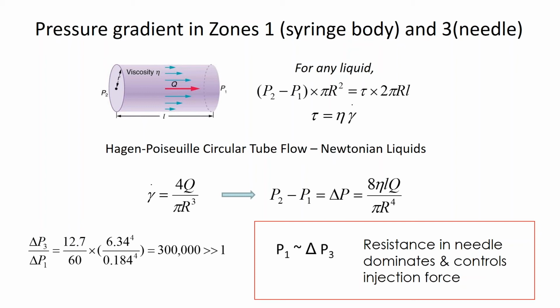And what we see is the pressure drop, delta P3, which we had defined as the needle region, over the pressure drop of the barrel zone, is about 5 orders of magnitude higher. So clearly, the pressure drop required to force the fluid through the needle is the dominant resistance to the piston motion. So what we just assume then is that that's the only factor, and we use that in our force balance to determine the force that is required on the piston.